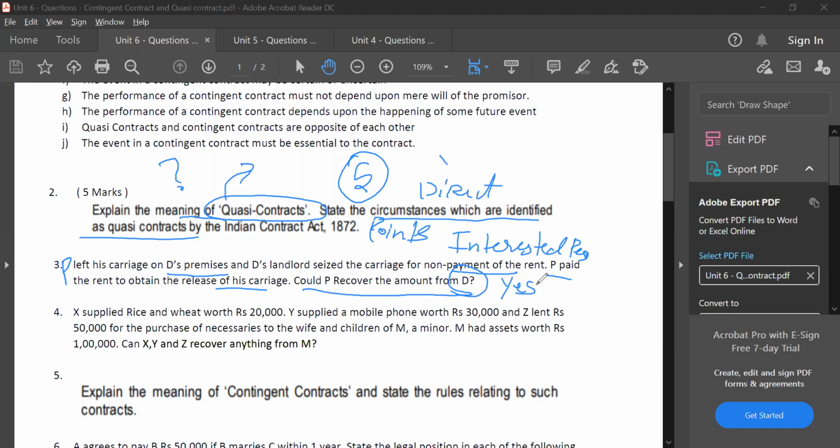Next, can you read the next question? Sir, I have a doubt. Is this section 69 of the quasi contract? Reimbursement of the money paid. Yeah, payment made to interested person.